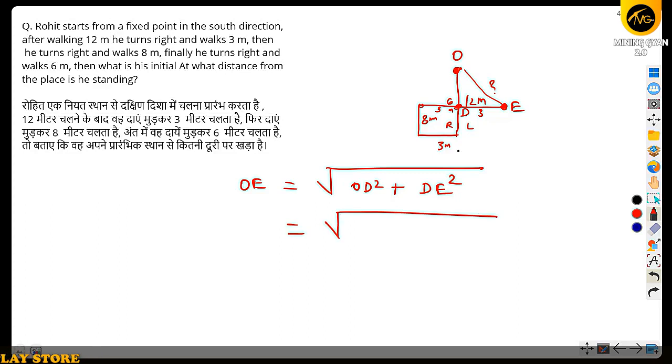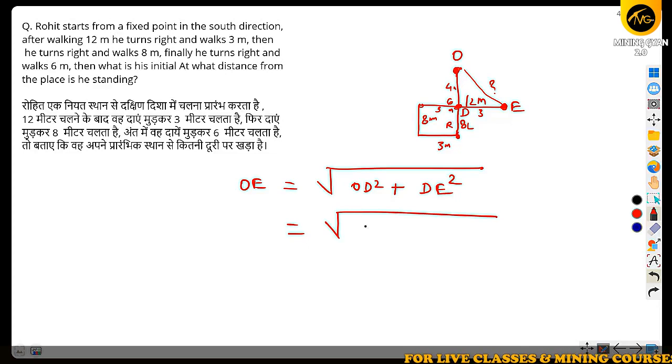Now just put down the OD. This is total 12 meter, na? So 8 meter, because this is parallel to the 8 meter, and it will be 4 meter. Okay, 8 meter and 4 meter, because the total distance is the 12 meter.